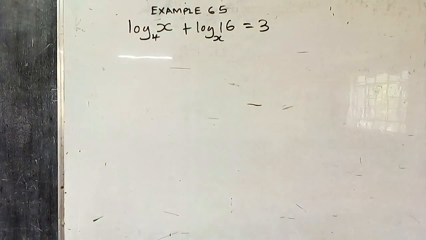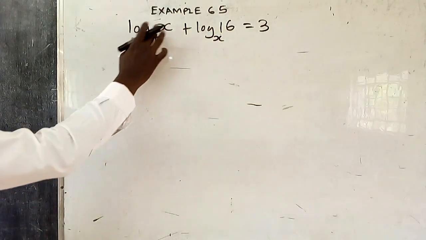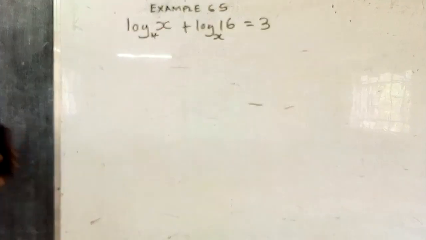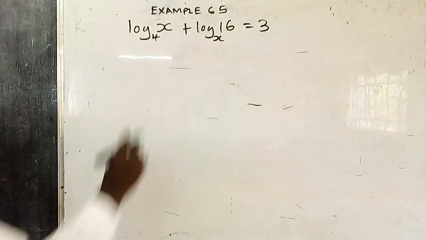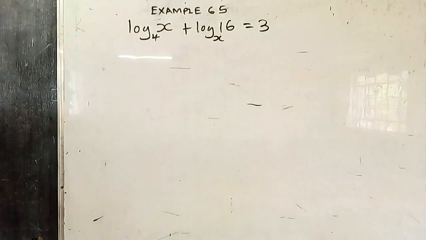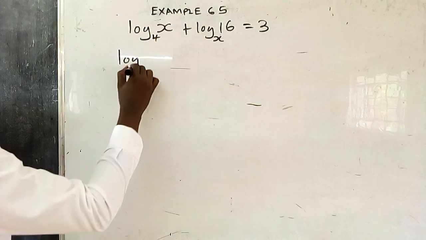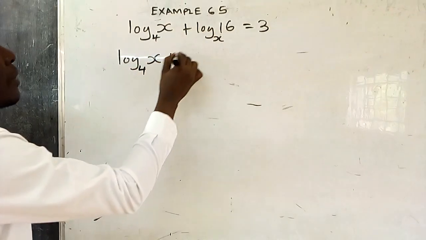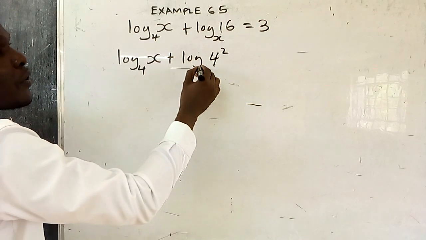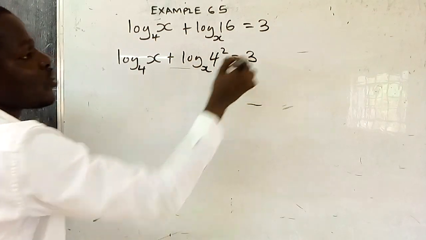Example number 65, solve the following logarithmic equation. Log x to base 4 plus log 16 to base x is equal to 3. Remember, this is log x to base 4. 16 can be written in terms of 4, isn't it? So here we have log x to base 4 plus log 4 squared to base x is equal to 3.